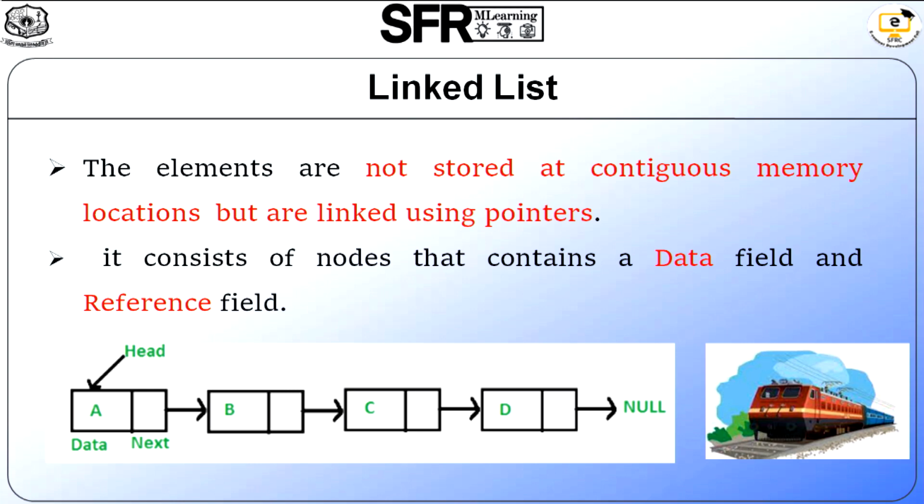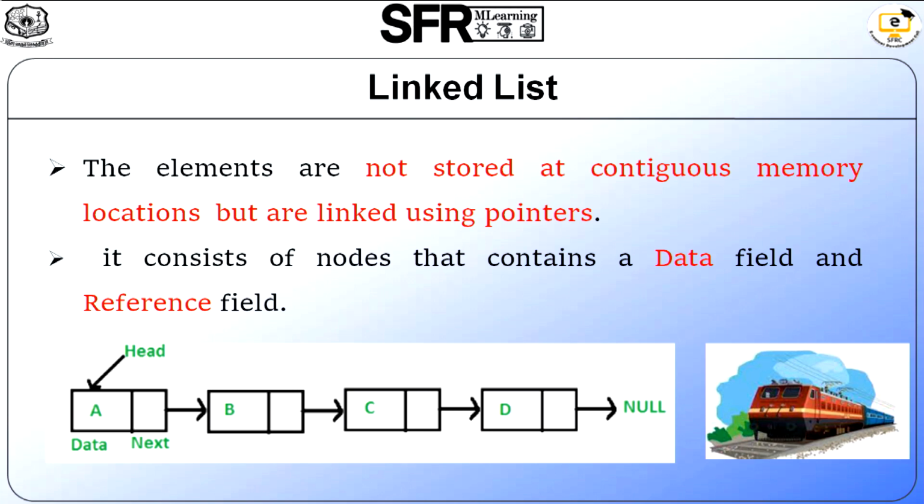That particular reference field is pointing to the next node. Likewise, A is pointing to B, B is pointing to C, C is pointing to D. It goes on like that. The last node, that is D, is not going to point to anyone else. That's why it's pointed as null.